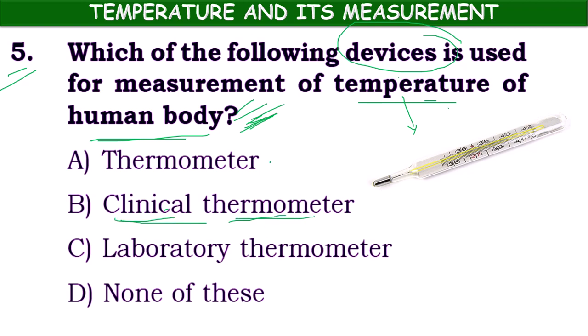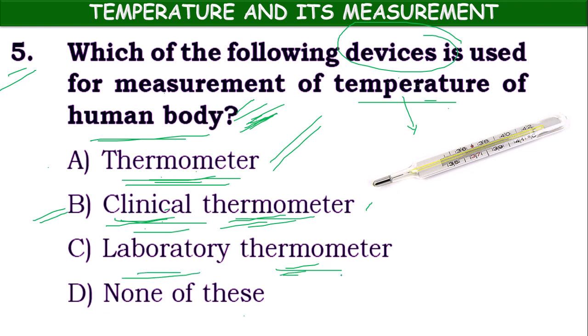In thermometers, we have different types. Here option A, thermometer is there, but in thermometers we have different types, like clinical thermometer, laboratory thermometer, digital thermometer, like that. So many types are there. So mainly the human body temperature is measured with a clinical thermometer, which is present in hospitals. So the correct answer is clinical thermometer.